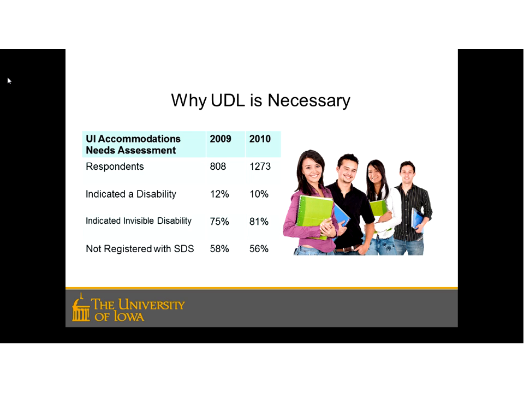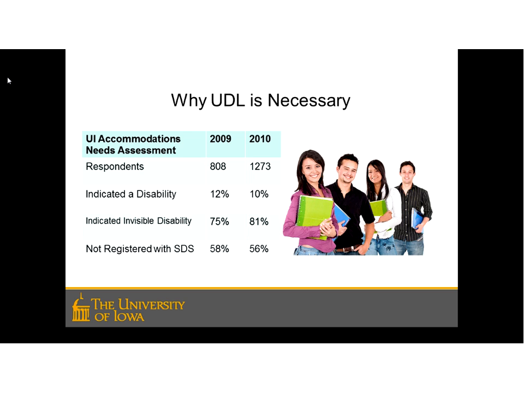Here at the University of Iowa, we did an accommodations needs assessment a couple of years ago, where we sent out a survey to everybody on campus and asked them if they had a disability. We had 10 to 12% indicating that they had a disability, which is about what we'd expect, because that flies with the national average.